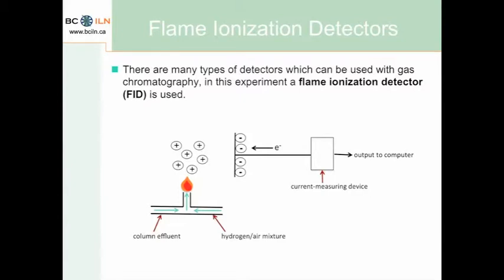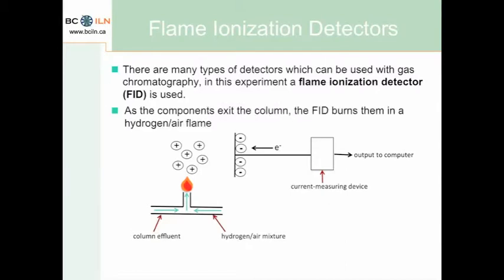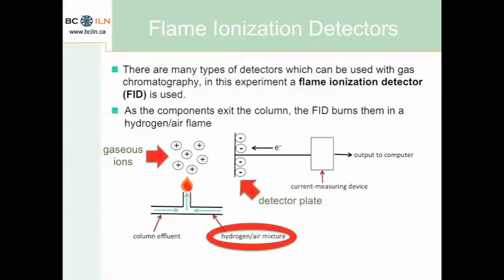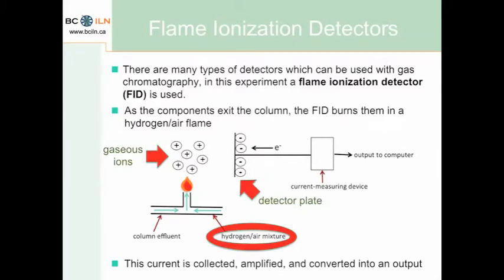There are many different types of detectors that you can use with GC, and in this experiment, we will be using a flame ionization detector, abbreviated FID. It works by burning the now fully separated sample and mobile phase in a hydrogen air flame as they exit the column. As the different components in the sample burn, they lose electrons and form positively charged gaseous ions. These ions are attracted to a negatively charged detector plate, causing a current of electrons to flow, which is directly proportional to the amount of compound. This current is collected, amplified, and converted into an output.